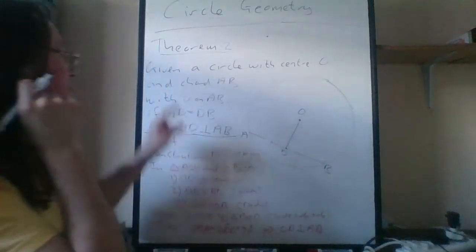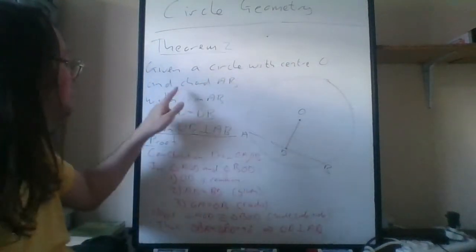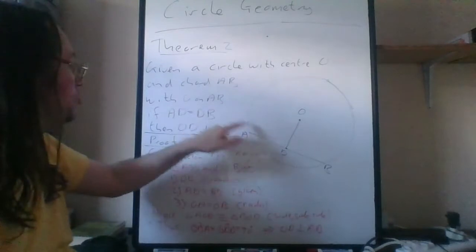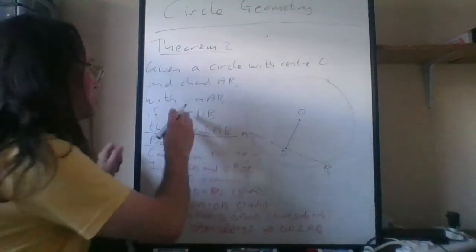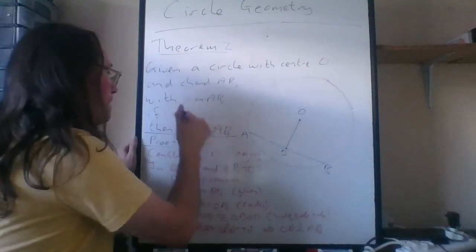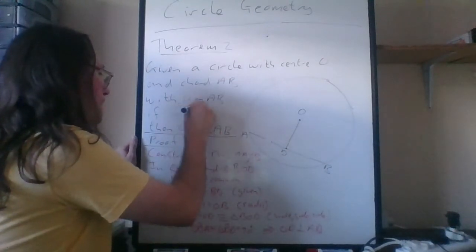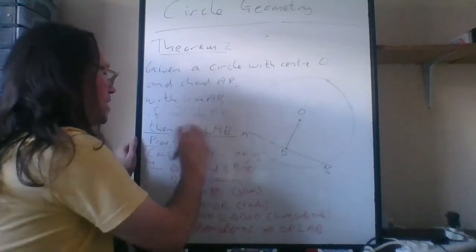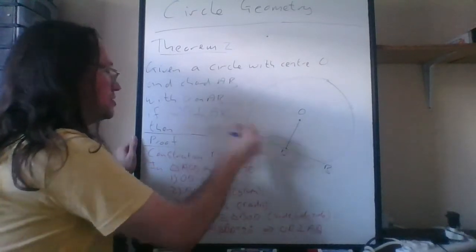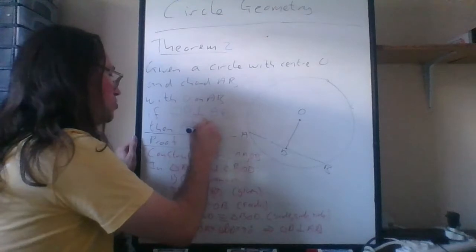This time around, we are given a circle with center O, so more or less the same setup, and chord AB, and D on AB, but we are not given that AD is equal to DB. What we're given this time around is that OD is perpendicular to AB. So we're given the opposite, basically. And then we have to prove the opposite, which is that AD equals BD.